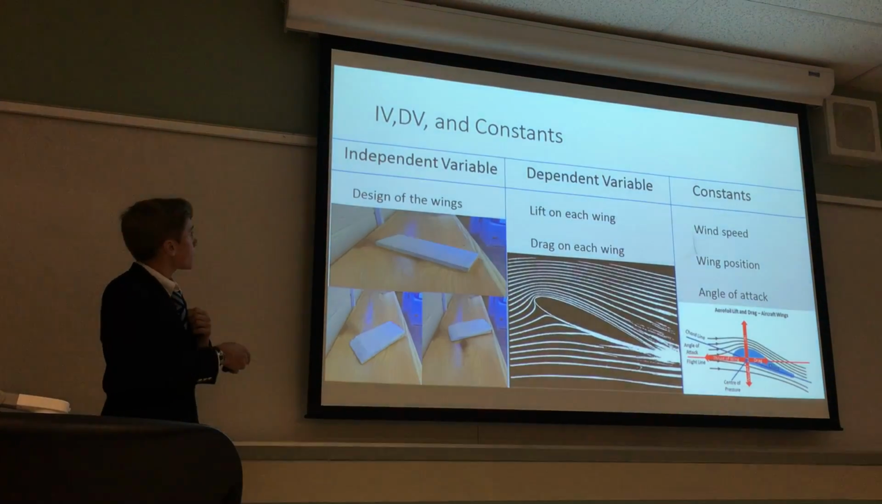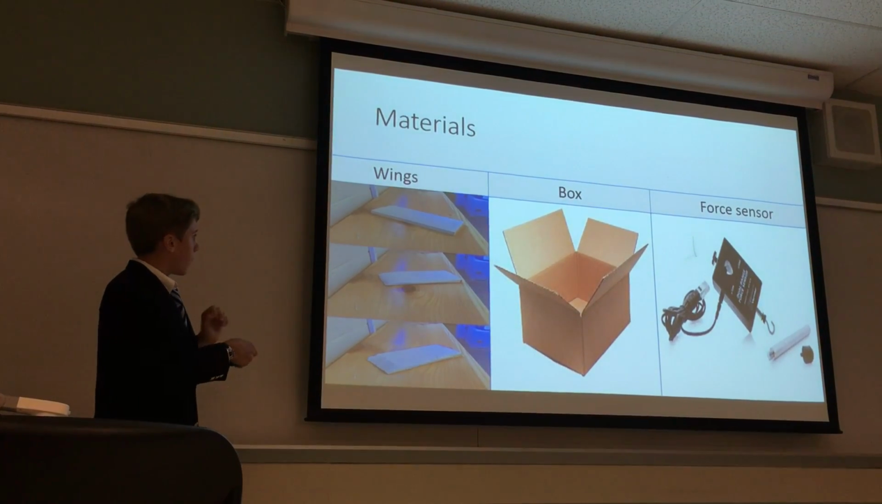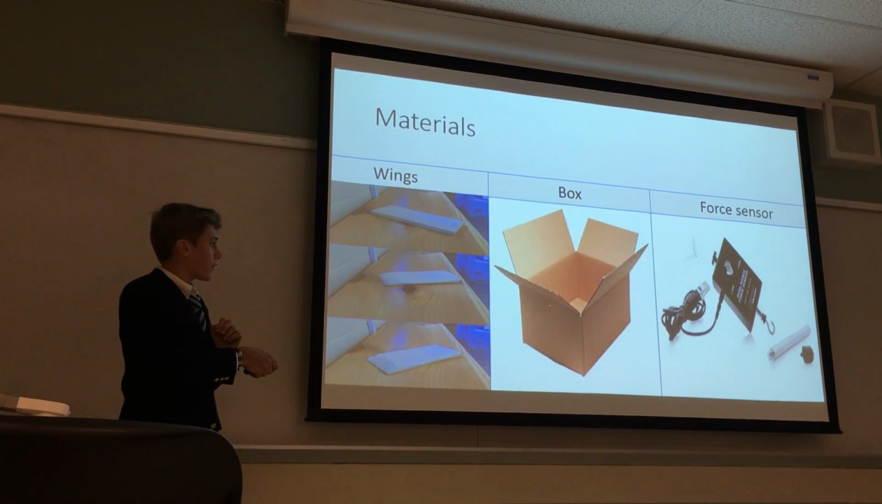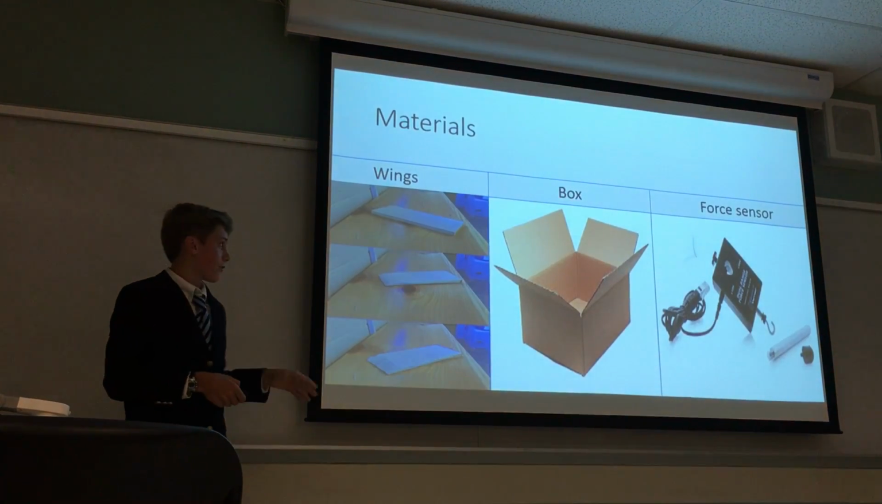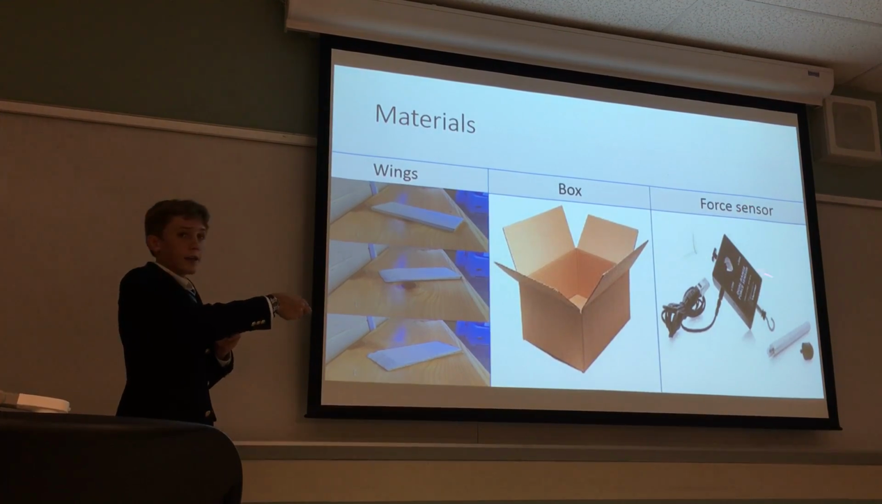Now, materials. My materials were three wings made of balsa wood, a cardboard box to make a wind tunnel for the air to pass through, and a force sensor there to measure the force, lift, and drag in newtons.